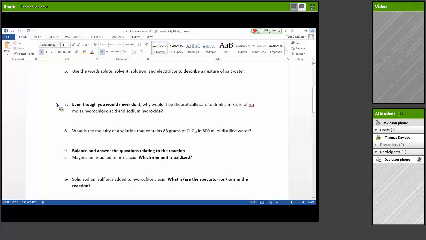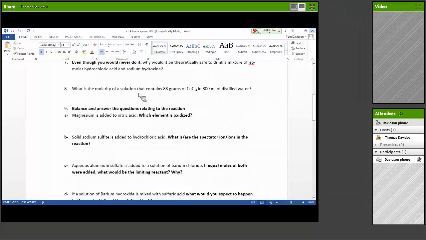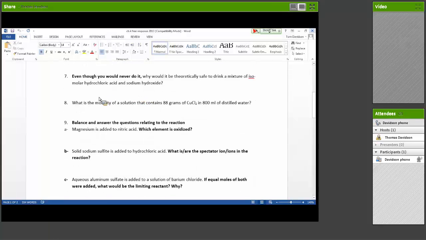Number 6, kids don't like because you have to use words. You have to write. Use the words solute, solvent, solution, and electrolyte to describe a mixture of salt water. If you don't know, then read it again. Look in your notes. We covered electrolytes a lot. Then, even though you would never do it, why would it be theoretically safe to drink a mixture of isomolar hydrochloric acid and sodium hydroxide?